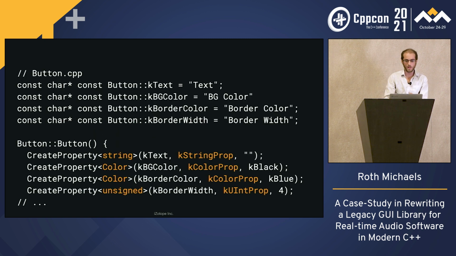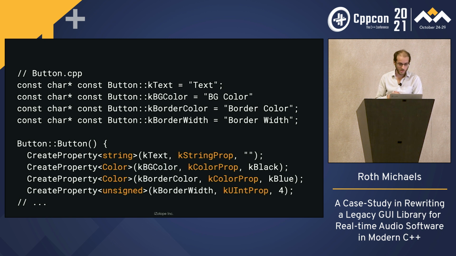In our CPP file, we'll give all those constants names. And then in our button constructor, hopefully, again, developers could do that later in the lifetime or create these properties anytime they wanted. We'll actually create some properties. So you see, for our text property for the button, we're going to say create property templated on string, pass our key for the property name text, pass another key to tell us that it's a string property, and then a default value of an empty string.